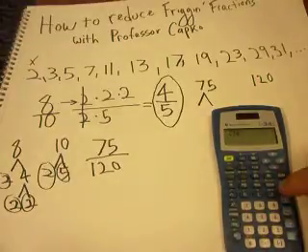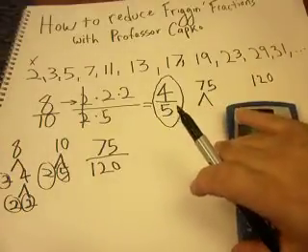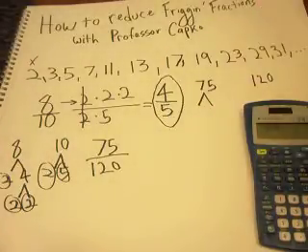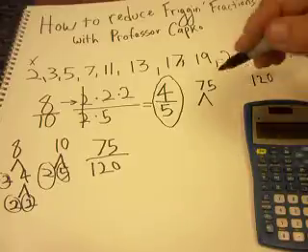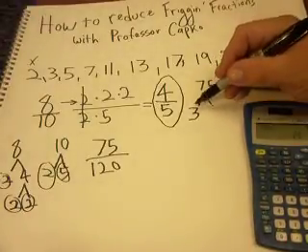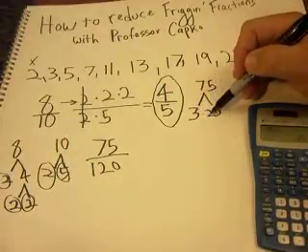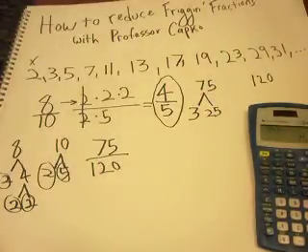I put in 75 again and divide by the next larger prime number, which is 3. 75 divided by 3 equals 25. So I start with this prime number 3. 3 times 25 is 75. You can always check it. 3 times 25 is 75. Good. So I've got a 25 here.